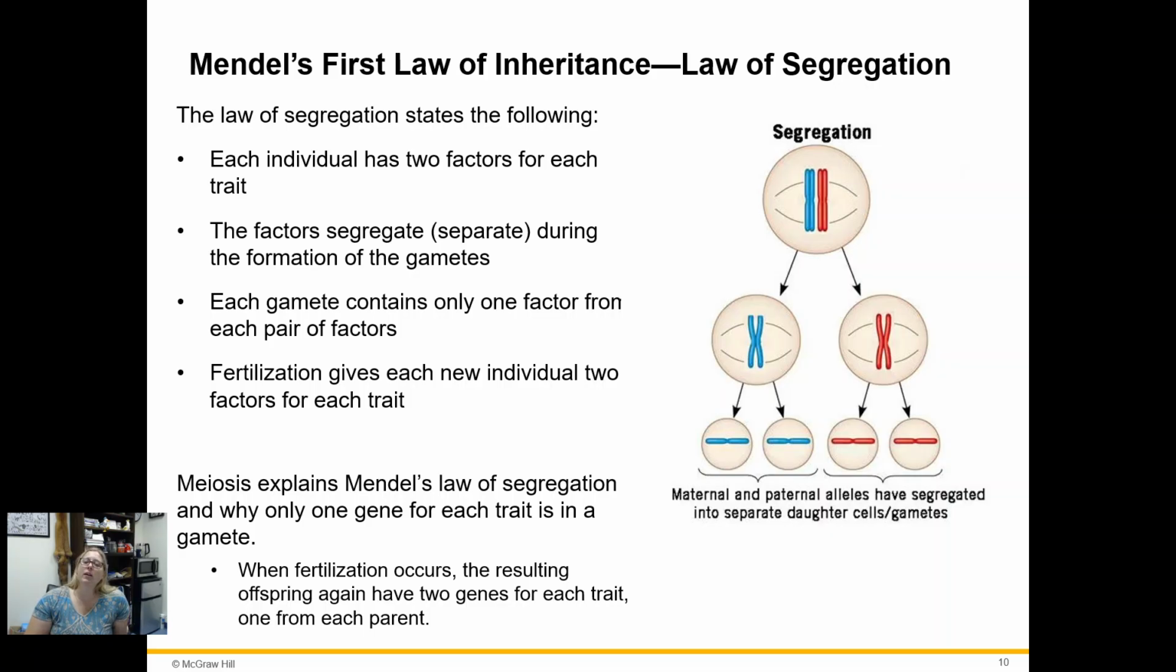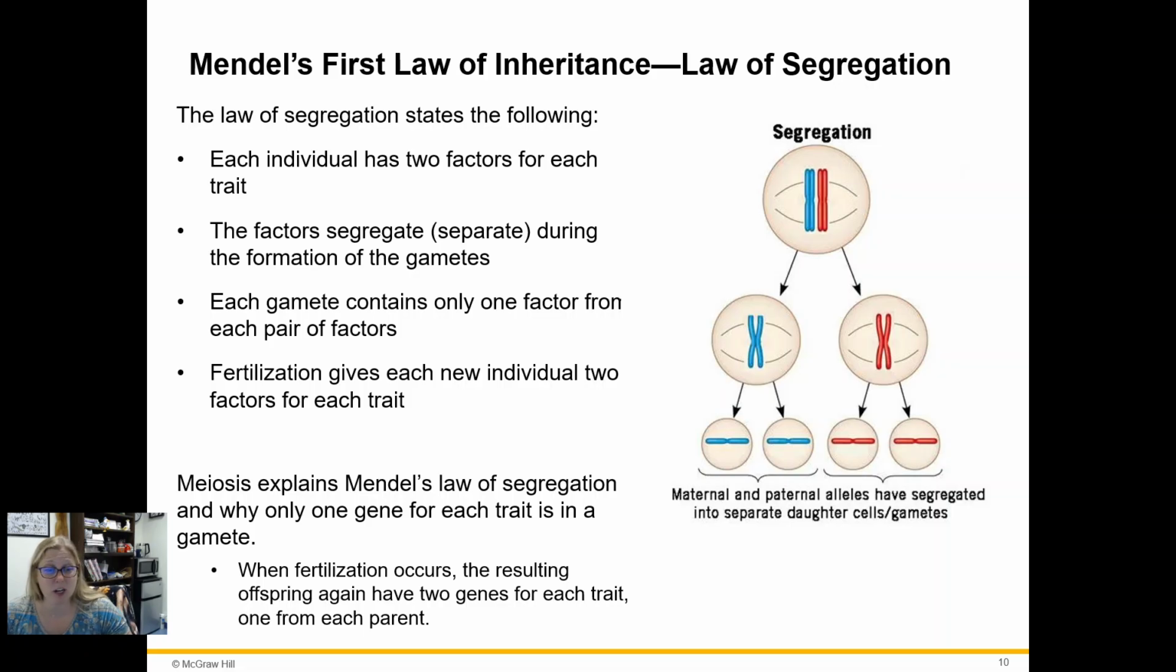Because what ends up happening here is Mendel says, listen, each individual has two factors for each trait, which we call alleles now, okay? The factors segregate during the formation of the egg and the sperm. The alleles are split out into the individual gametes. The gametes get one factor from each pair of factors. Your gametes are haploid, whereas your individual cell, your parent cell, was diploid. And then fertilization recombines these haploid gametes into a diploid organism. Mendel came to that conclusion without understanding meiosis at all.